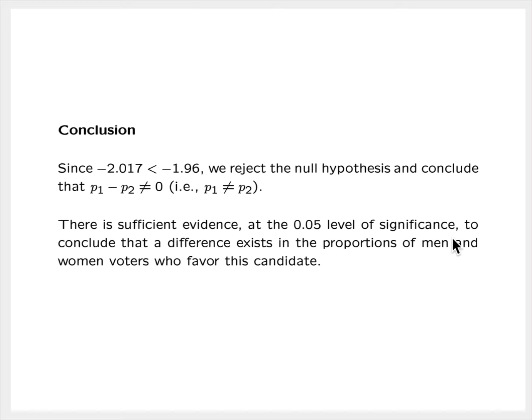Now, since negative 2.017 is less than negative 1.96, we reject the null hypothesis and conclude that P1 minus P2 is not equal to 0. In other words, we conclude that P1 is not equal to P2. There is sufficient evidence at the 0.05 level of significance to conclude that a difference exists in the proportions of men and women voters who favor this particular candidate.